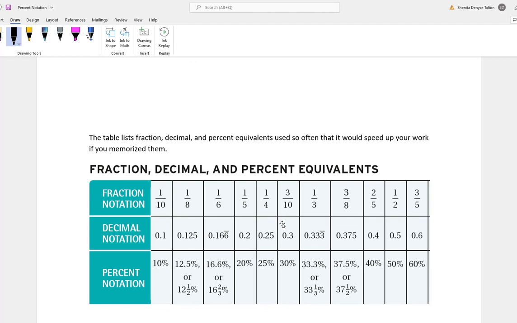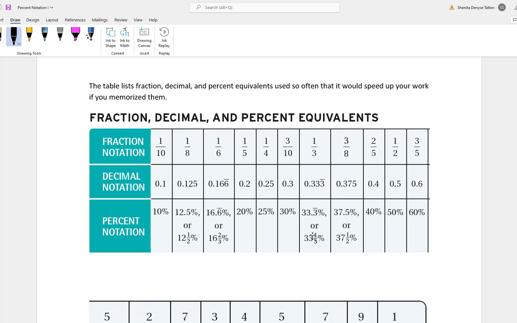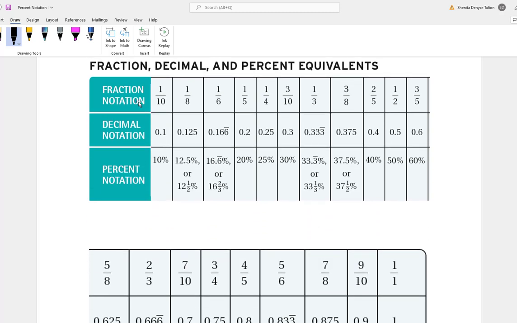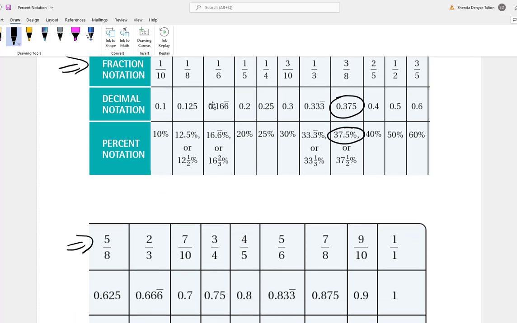So here's a table that lists fraction, decimal, and percent equivalents used often. If you want to refer to this, perhaps you have a problem that shows up on one of your homeworks or your tests. For example, 3 over 8 is a fraction. You'll see the decimal equivalent right below it, and you'll also see the percent equivalent. So these are the common fractions that you can look for. You can also look for the decimals. You can also look for the percent notation. You may not see these on the homework or test, but if you do, you can refer to this table.